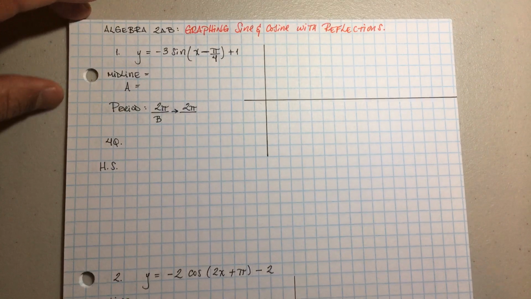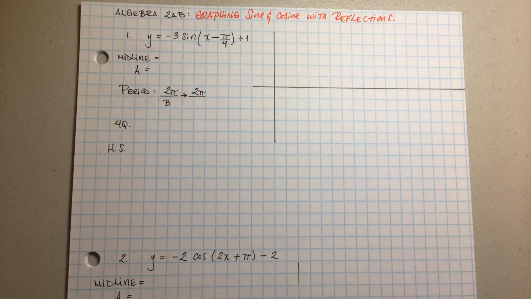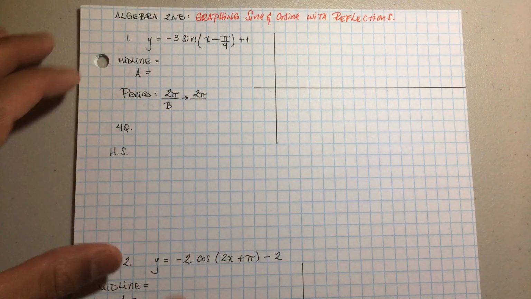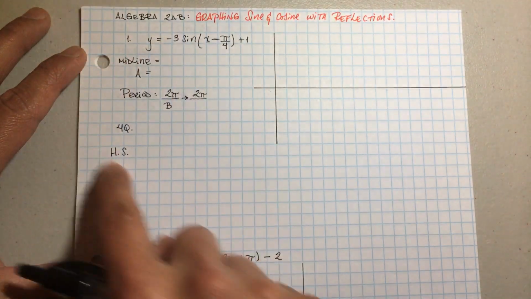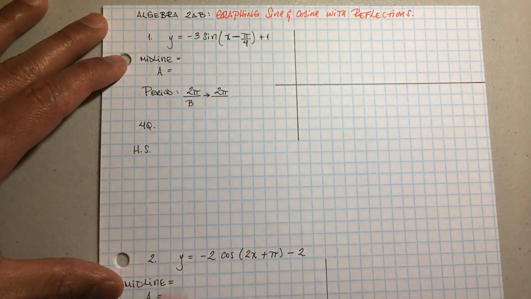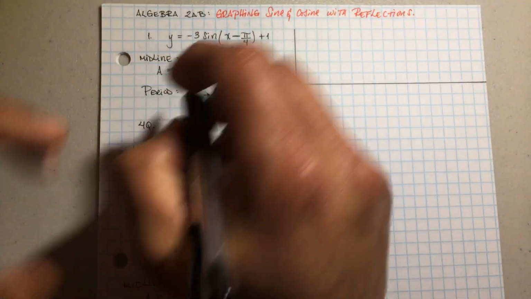I think by now you guys have been getting the hang of it. If not, go back to the first video to review and refresh. But this is how you're supposed to set it up when you're graphing these trig functions. So the first thing, what's our midline? It's the number by itself, which is 1.